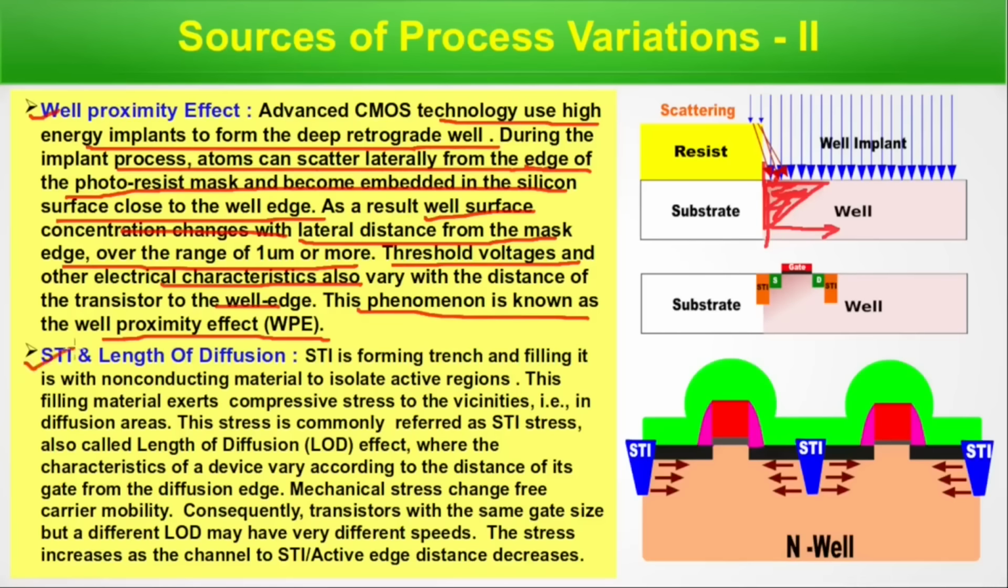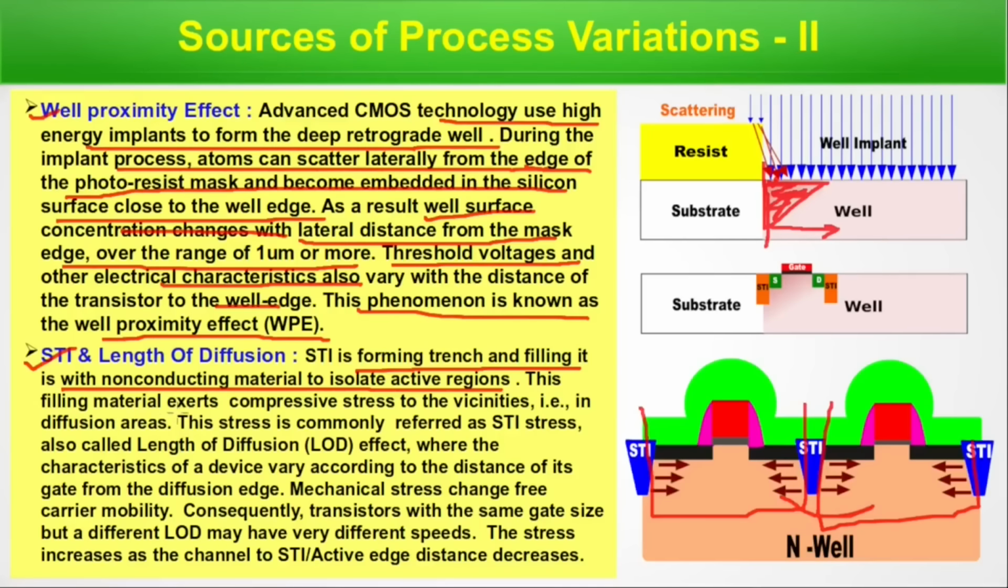Now STI and length of diffusion. Shallow trench isolation. STI is forming a trench and filling it with non-conducting material to isolate active regions. So this is one device, this is another device. Here shallow trench isolation is done to isolate this from that.